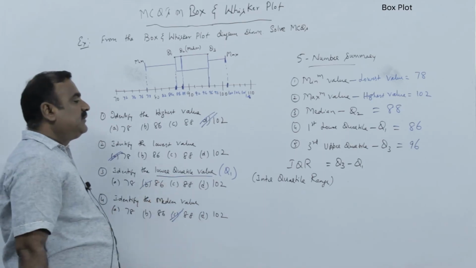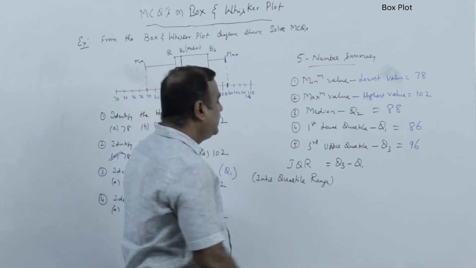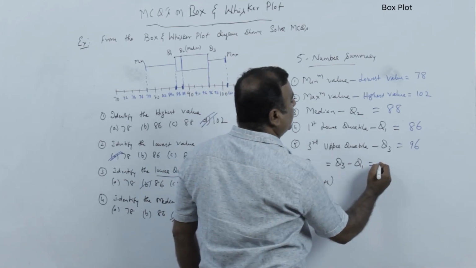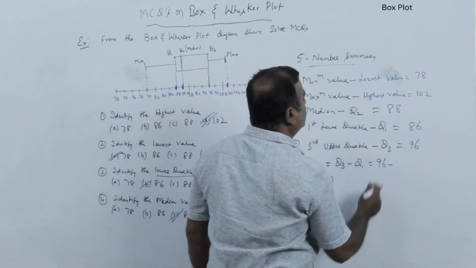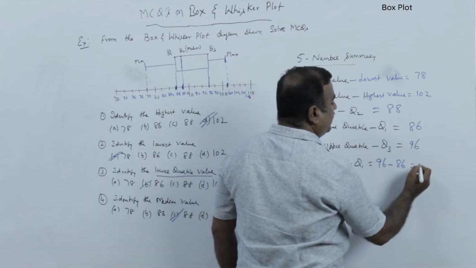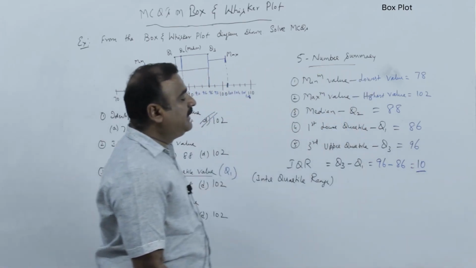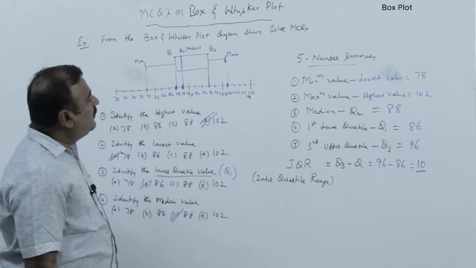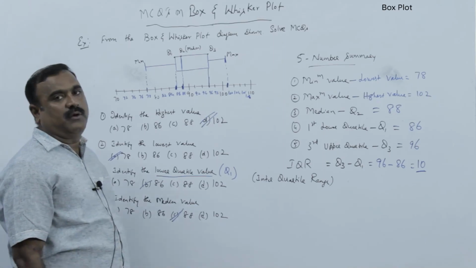One more question he may ask: what is the interquartile range? The interquartile range is Q3 minus Q1. Q3 is how much? It is 96. Q1, that is the lower quartile, is how much? It is 86. 96 minus 86, the interquartile range is 10. So this is how we have to solve box and whisker plot MCQs.